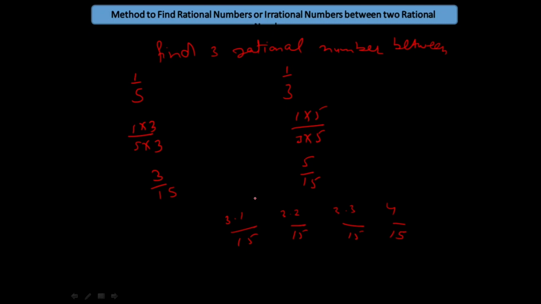These are the 4 numbers. You can pick any 3. There are many more numbers you can find in between these two. I hope this is clear for everyone.